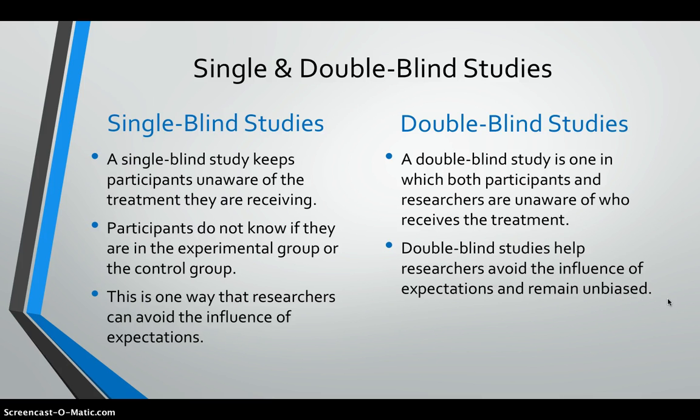Single and double-blind studies. Single-blind studies keep participants unaware of the treatment they are receiving. Participants don't know if they are in the experimental group or the control group, and this is one way that researchers can avoid the influence of expectations. You can also have a double-blind study, in which both participants and the researchers are unaware of who receives the treatment. Double-blind studies help researchers avoid the influence of expectations and remain unbiased.